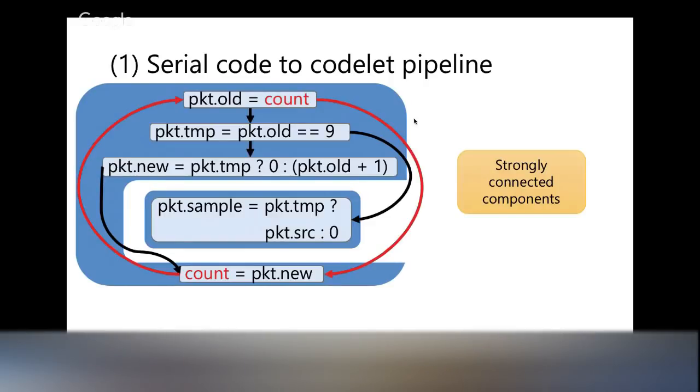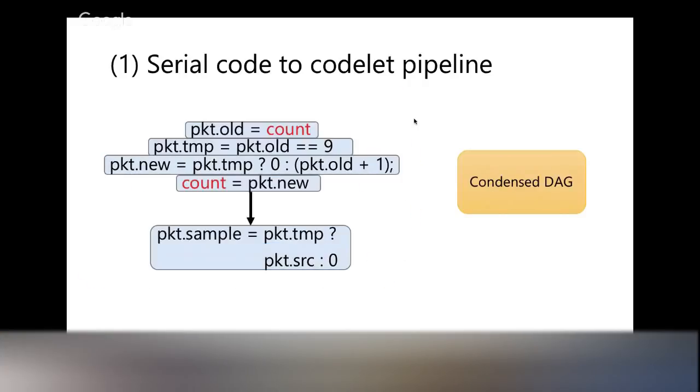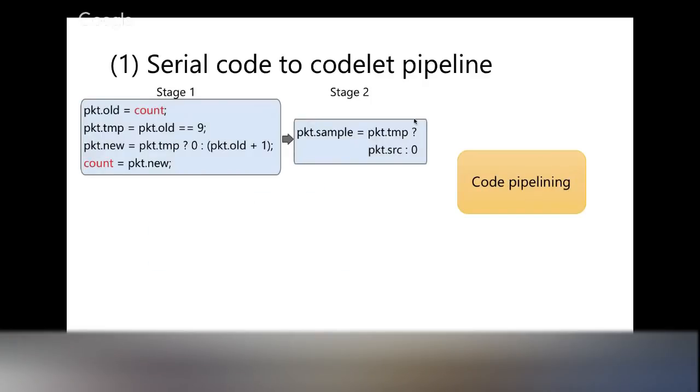Okay, so now that we have the strongly connected components, we fuse together all nodes within a component and only retain nodes across components. And this gives us a DAG with our codelets. So we've taken out all edges within a component. And we can now just schedule this DAG into a pipeline by just doing a topological sort. And at this point, we have this codelet pipeline that we're looking for.